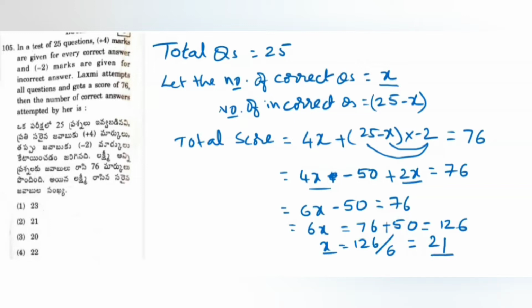So x is equal to 21 means the number of questions that are correct is 21. So option 2 is correct. 21 is the correct answer.